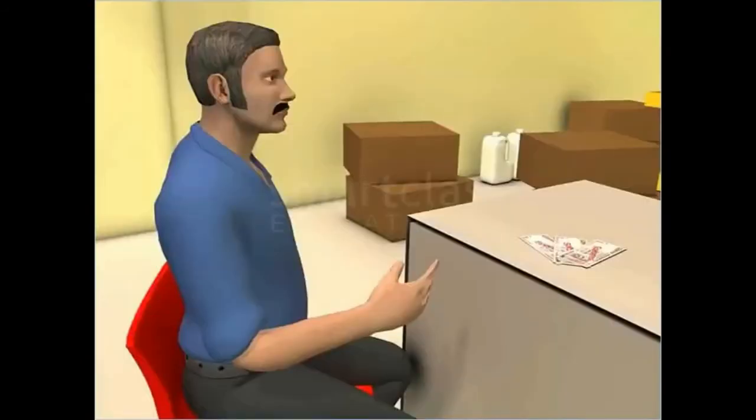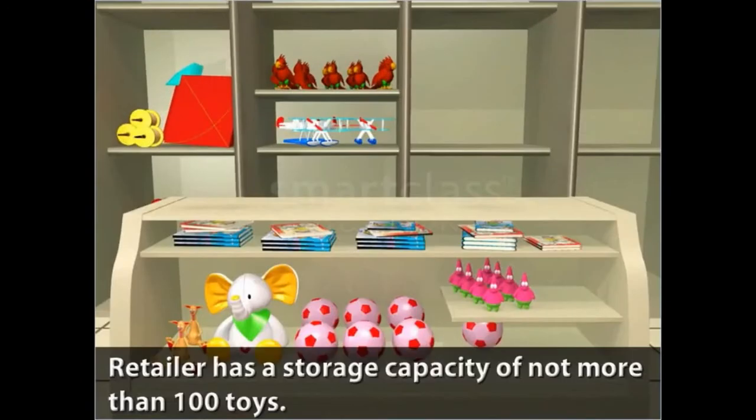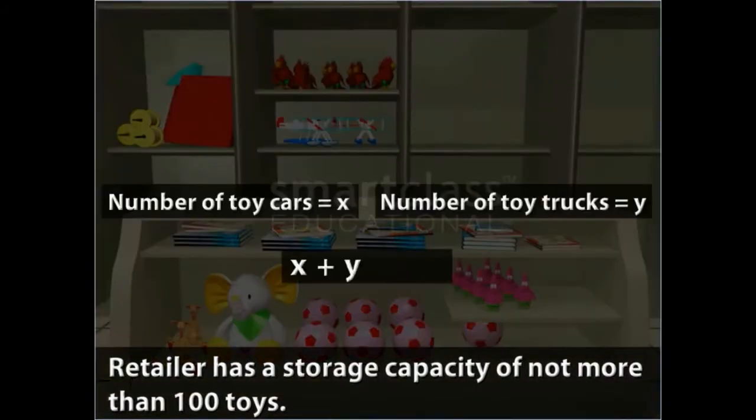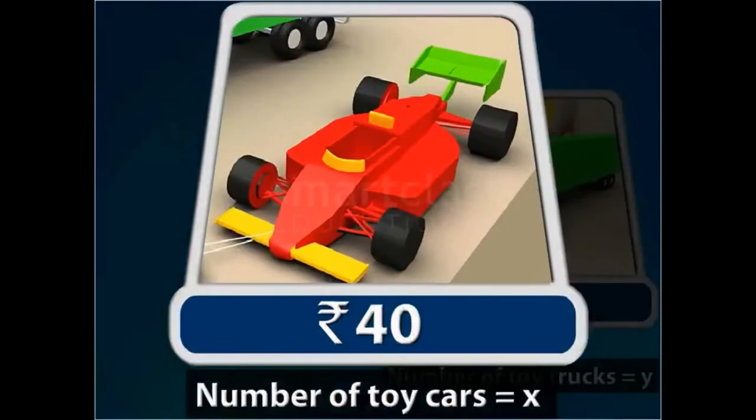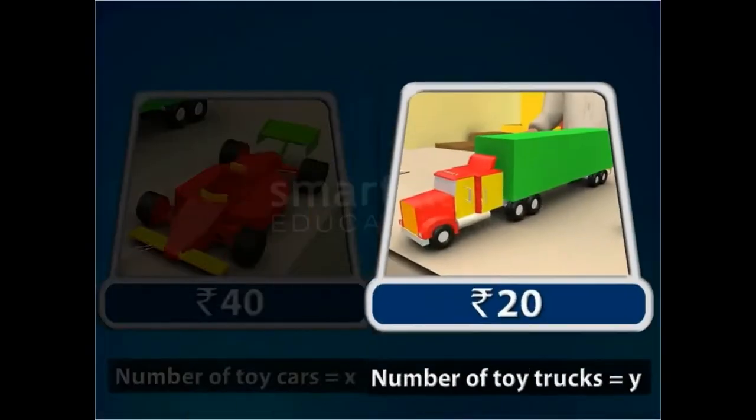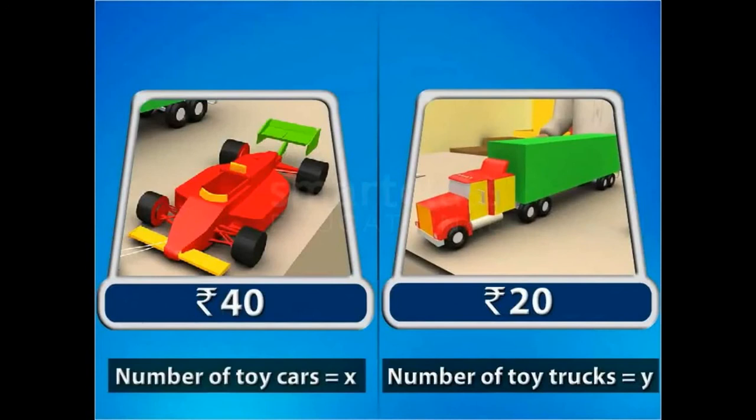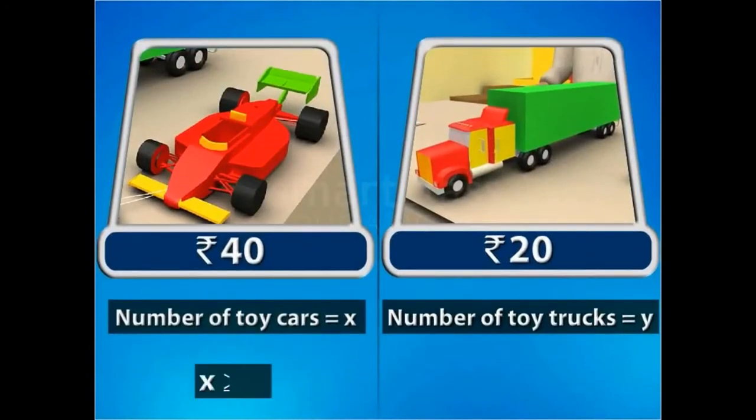The retailer has a storage capacity of not more than 100 toys. Thus, the sum of X and Y is less than or equal to 100. Since the number of toy cars or toy trucks cannot be less than 0, we get X is greater than or equal to 0 and Y is greater than or equal to 0.